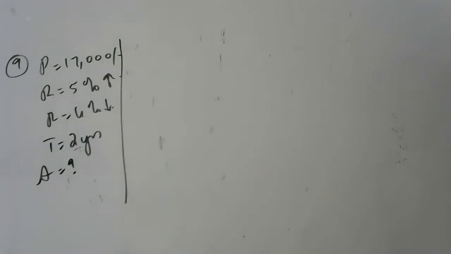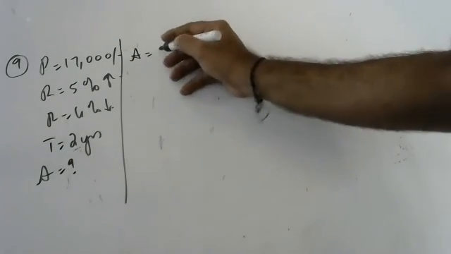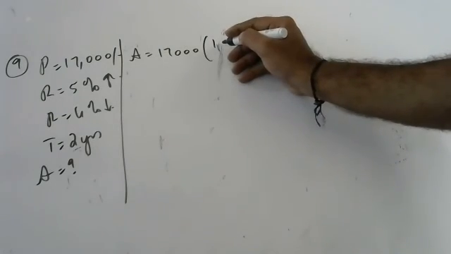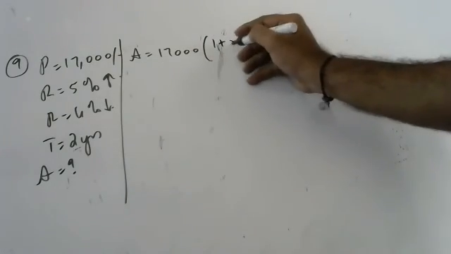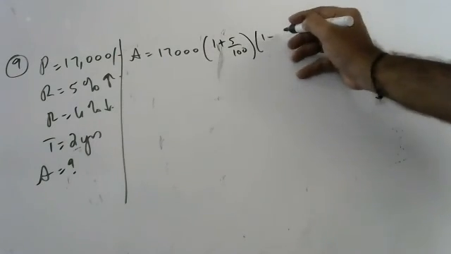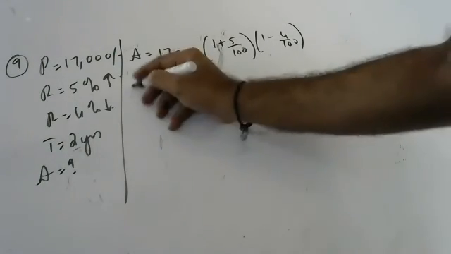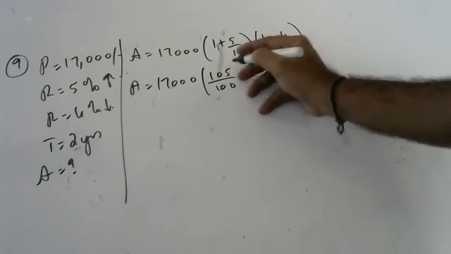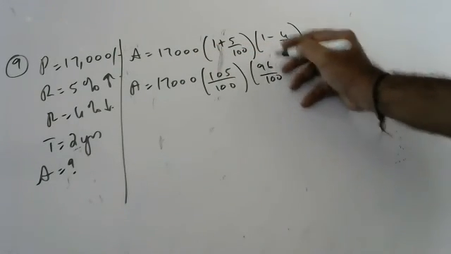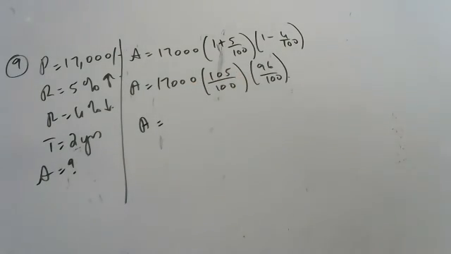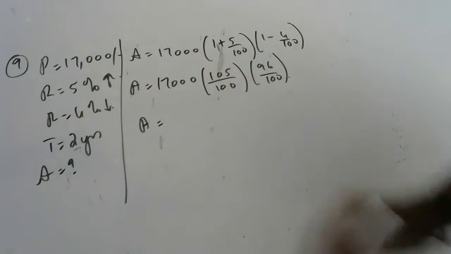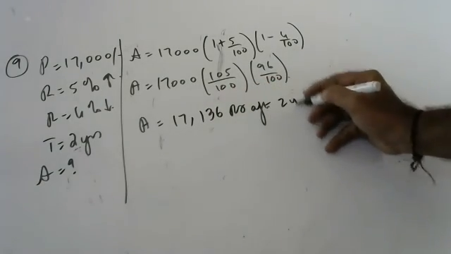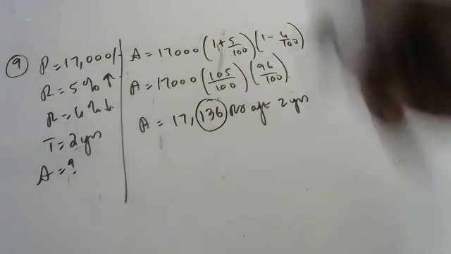Amount is equal to P into (1 plus R by 100). In the first year, 17,000 into (1 plus 5 by 100), second year into (1 minus 4 by 100). Amount is equal to 17,000 into 105 by 100 into 96 by 100. So the amount will become 17,136 rupees after 2 years. So a 136 rupees increase was there after 2 years.